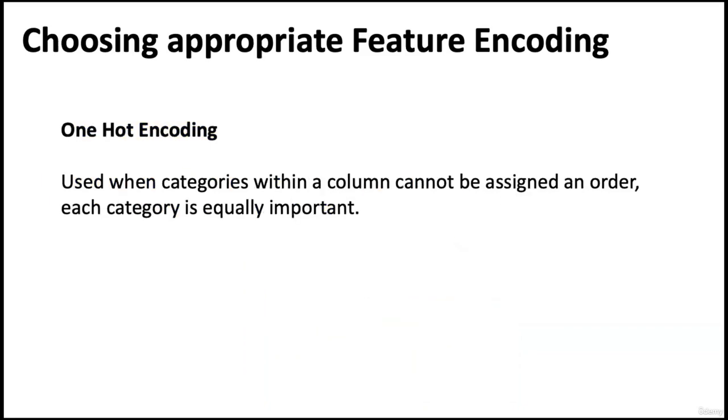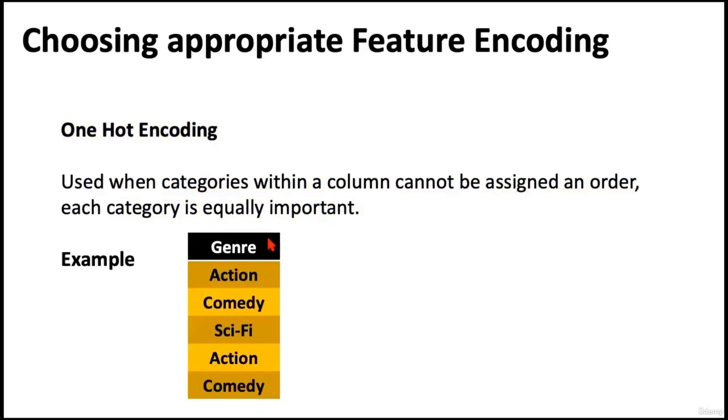Moving on to the next, one-hot encoding. Now, all these other encodings that I'm going to talk about are primarily applicable for the independent variables, the features which are explaining an outcome, or maybe just the features in case of an unsupervised learning where you are studying the patterns in the data. So one-hot encoding is used when categories within a column cannot be assigned an order. There is no order that exists. Each category is equally important.